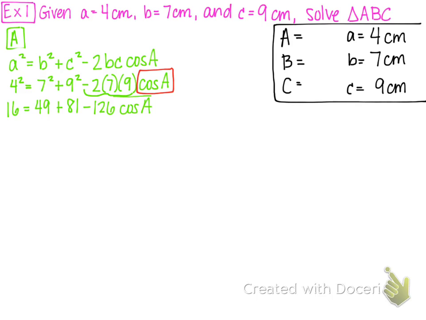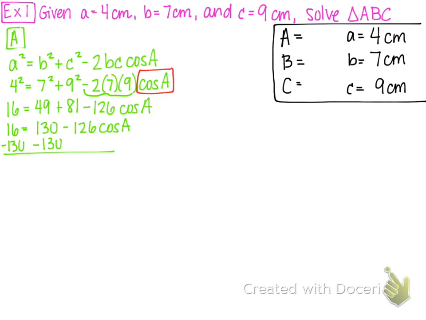Now, this is just like 126x. So we need to add these together first. So you have 16 is equal to, and then 49 plus 81 is 130, minus 126 cosine of big A. Now, the biggest mistake people make is they try to combine these. We can't. They're not like terms. So our next step algebraically is to subtract 130 from both sides. And yes, you're going to wind up with a negative number, and that's fine.